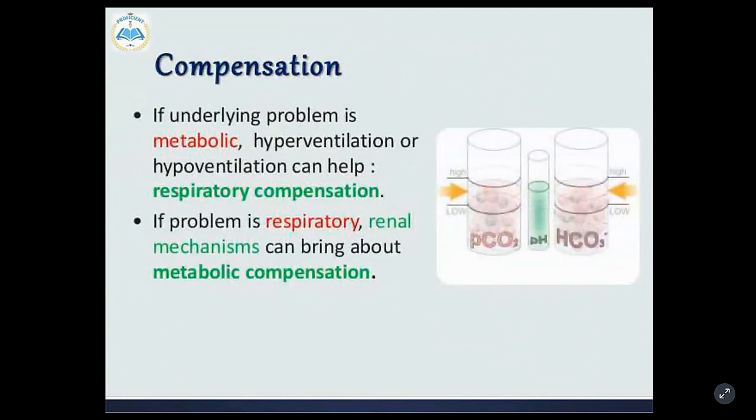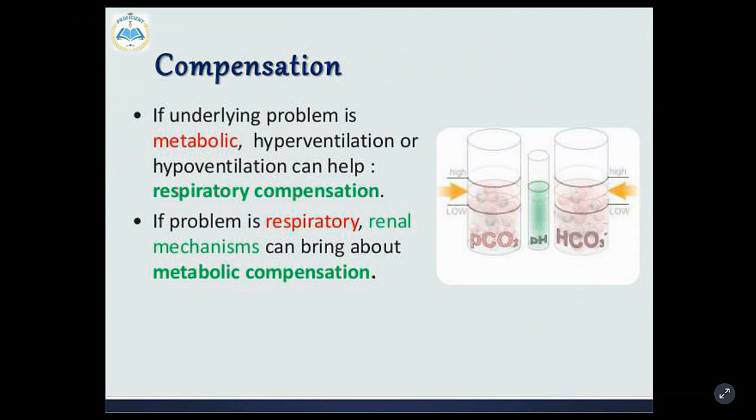Now, if the underlying problem is a metabolic disorder, then there will be respiratory compensation, which is brought about by hyperventilation or hypoventilation, or in other words, by increasing or decreasing the rate of respiration as and when required. Whereas if the problem is a respiratory problem, then the kidney or the renal system starts kicking in, and metabolic changes will take place so as to bring around metabolic compensation. So this is a brief idea about the disorders of acid-base balance.